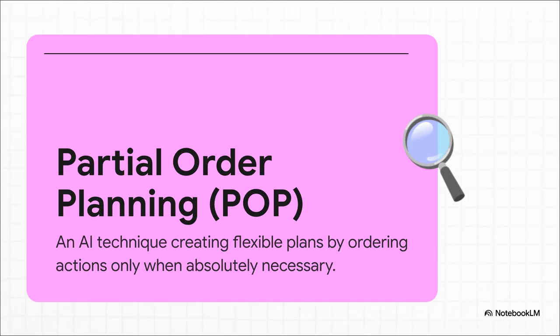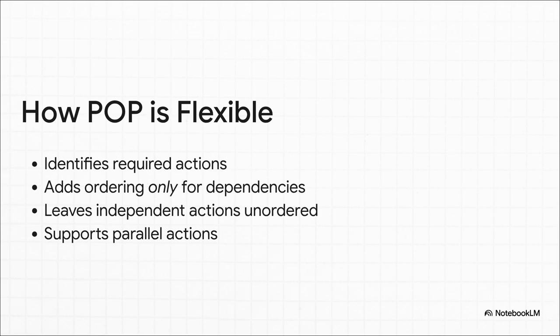And this right here is the key idea. POP is a master of procrastination in the best possible way. It avoids locking in the order of actions until it absolutely has to. So instead of creating one single fixed path, it builds this beautiful, flexible web of possibilities. So how does it pull this off?